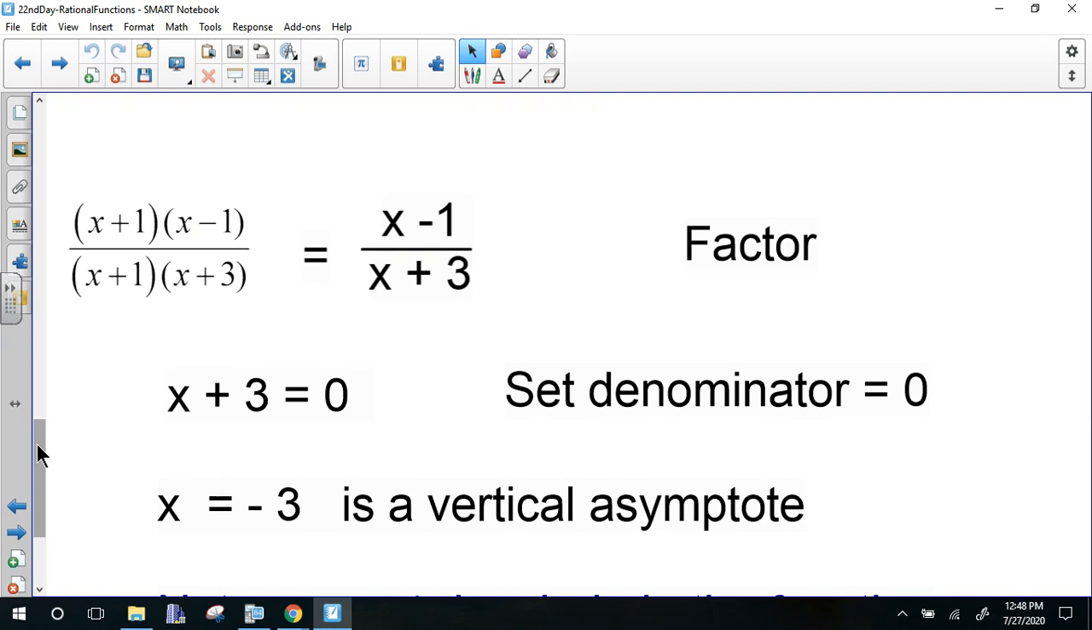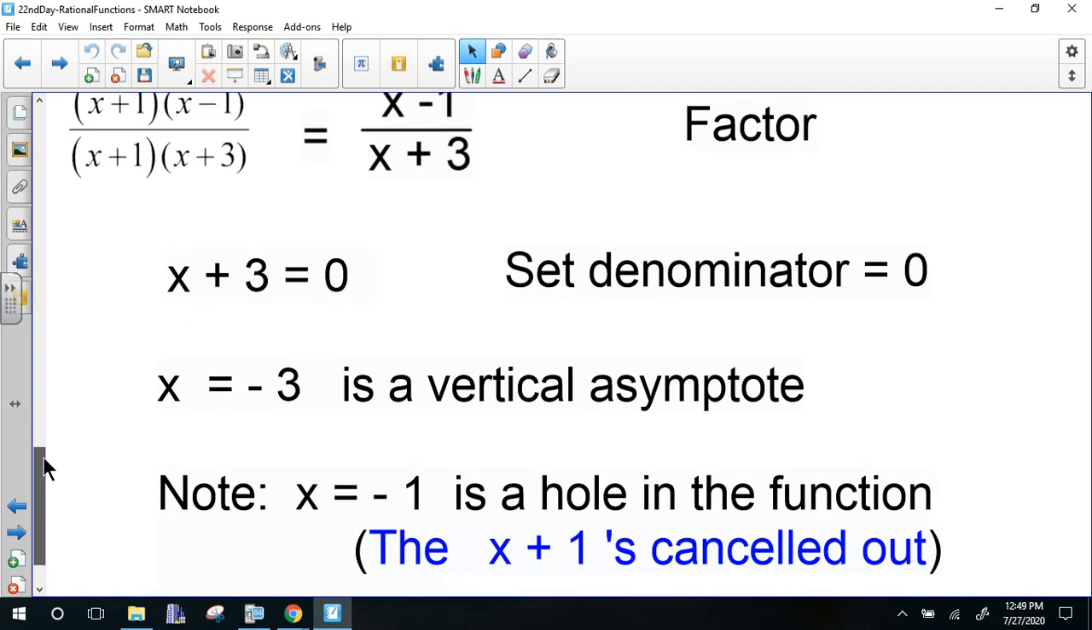Our graph may get very, very close to that imaginary line, but it'll never cross it. Note that what canceled out was x plus 1s. If you set x plus 1 equal to 0, you get x equals -1. So there's going to be a hole in this graph at x equals -1. So if you ever have any numerator and denominator factors that cancel out, that's where the hole is going to be located.